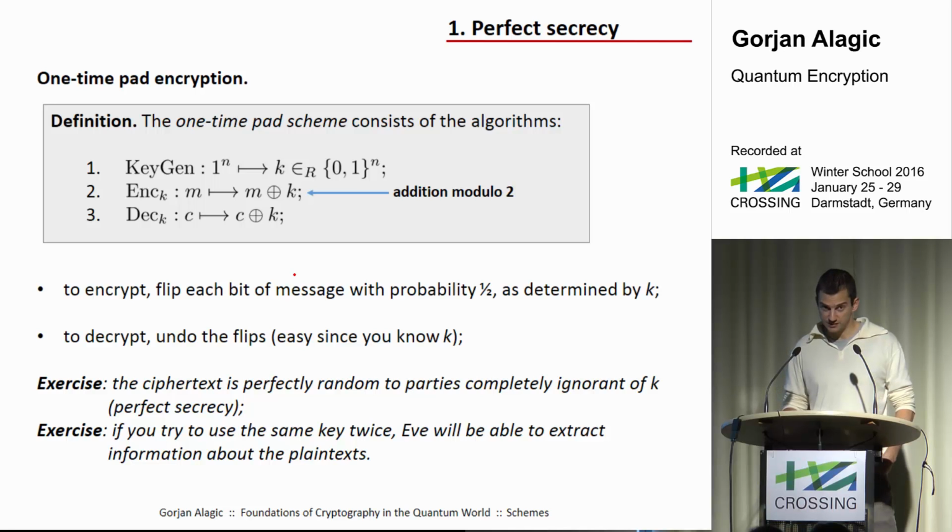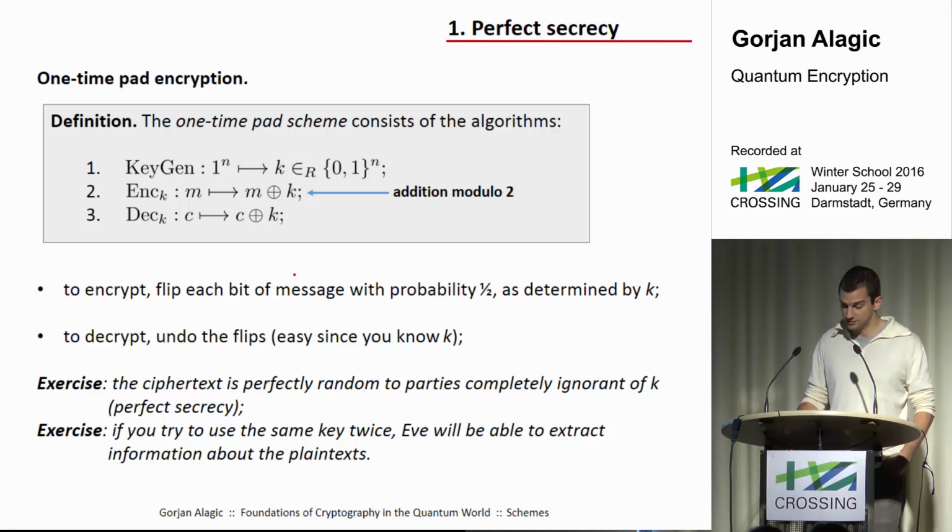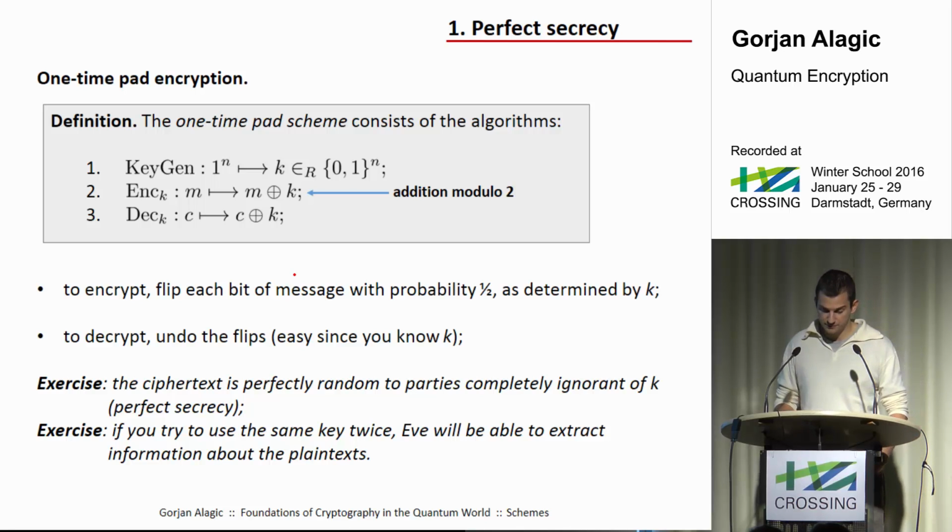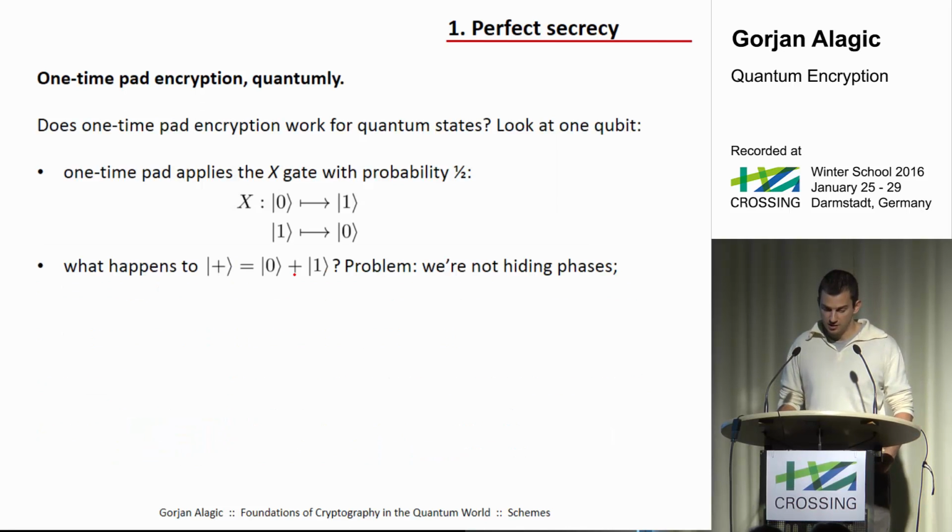So we have this perfect secrecy notion, but as soon as we try to send multiple messages, or even try to send messages that are longer than the key, then this security is lost. And then we have to pass to the computational assumption setting. So what about the quantum case? Can we one-time pad encrypt quantum states?